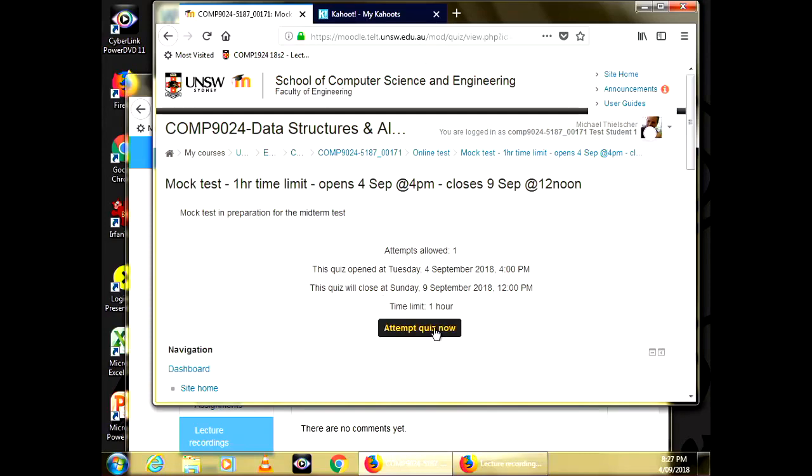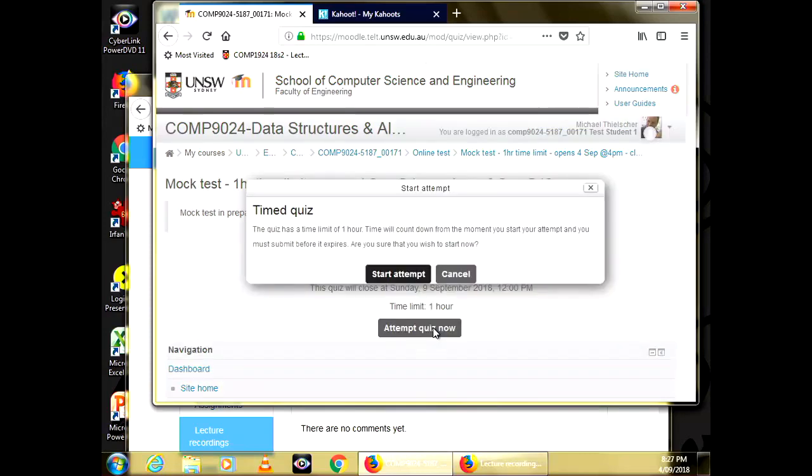Now, when you click on Attempt Quiz Now, it makes sure that you only start the attempt, knowing that you have then, once you click on Start the Attempt, exactly 1 hour to finish that quiz. So make sure that you're prepared. Make sure that you have a stable internet connection. It might be a good idea to do it on Monday afternoon while you're here at the university. If a computer breaks down, then you can easily go to another computer.